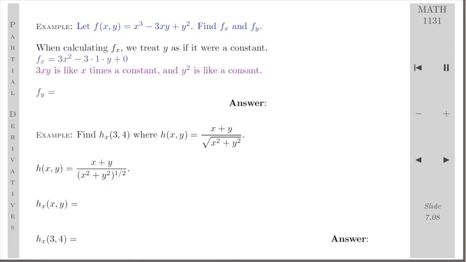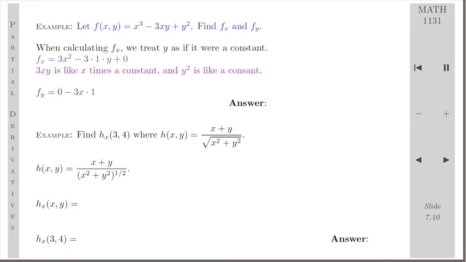What about the partial derivative with respect to y? In the first term, I have x cubed. If I'm differentiating with respect to y, I treat x as if it's a constant. So I treat x cubed as if it's a constant. Derivative of a constant term is 0. In the second term, I have minus 3x times y. If x is constant, minus 3x is constant. So I have the constant factor minus 3x times y. Derivative of y is 1. So I get minus 3x times 1.